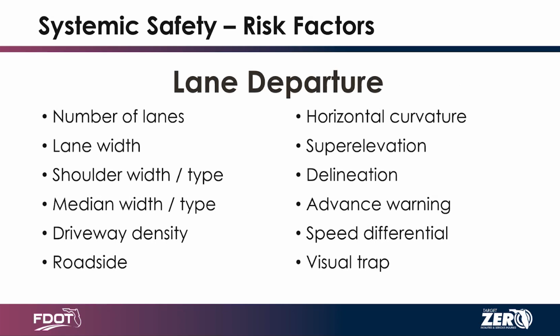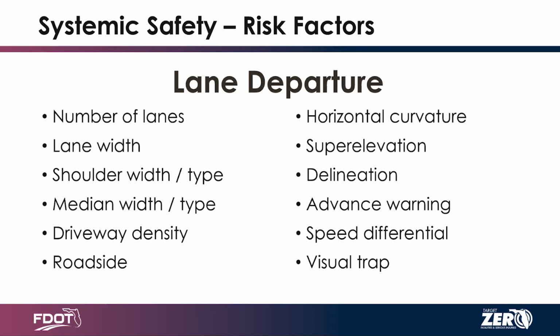So using lane departure again, some of the risk factors we start looking at historically have been number of lanes, the lane width, the shoulder width and type, median width and type, driveway density, roadside, which means what's on the roadside, horizontal curvature, super elevation, delineation, advanced warning, speed differentials, and visual traps. You can put different weighting on each one based on where you're at and what you're experiencing. But the idea is just giving examples of things that need to be looked at when you're on a project level that'll help contribute. Shoulder width is a big one, right?